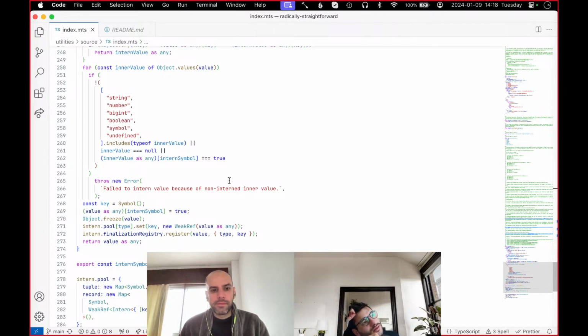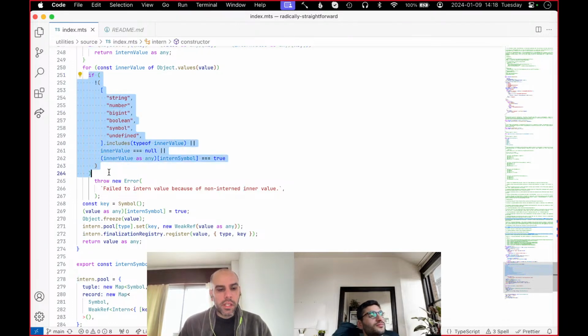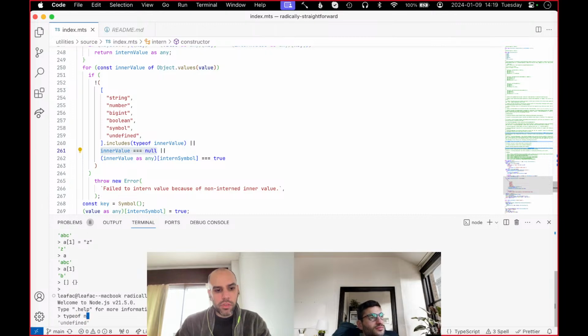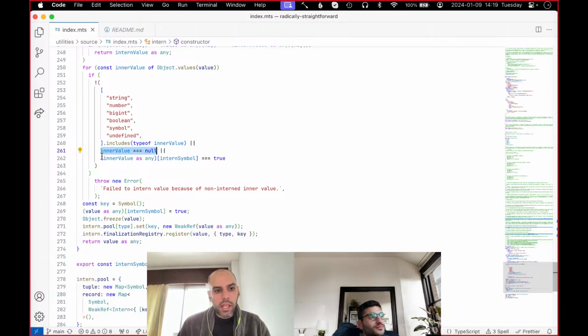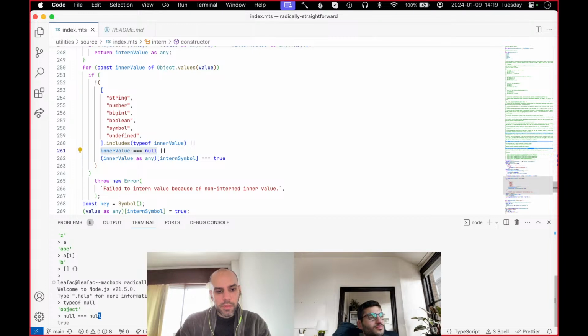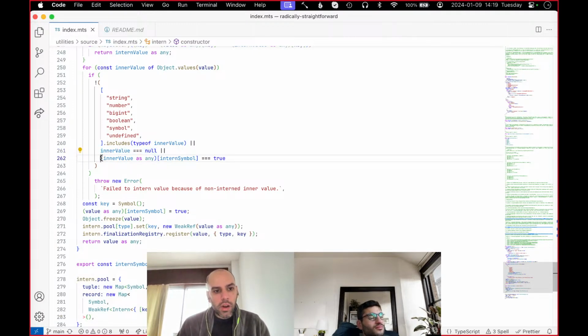And what's this? Why are you checking the type of the inner value? I'm just reading that now. Yeah, that's the check that I was talking about. I want to make sure that when you're interning something, it's either a primitive or null, which is an object. If you ask in JavaScript what is the type of null, it's going to say object. And null happens to be equal to null. So that's a special case. And otherwise, it has been interned. It has that symbol. Yeah. That's fine. That makes sense.